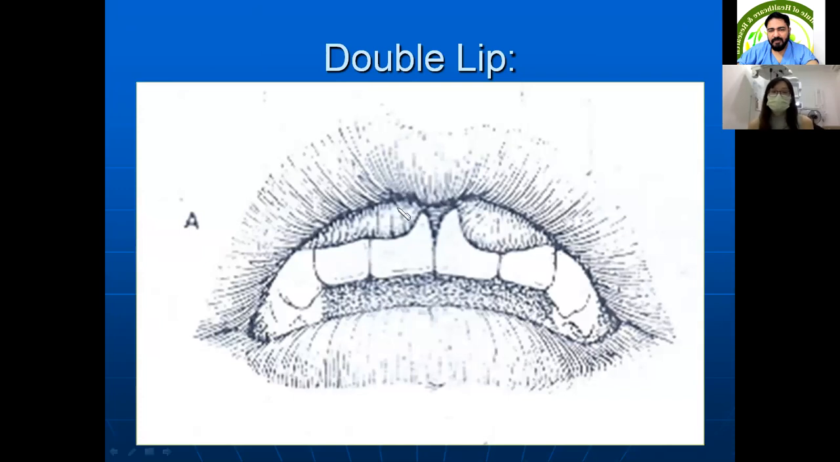Now this is the diagram of double lip. You can see this is not a gingival enlargement. It is a fold of soft tissue, a fold of soft tissue of the vermilion border. So these types of things, usually when we are doing a procedure or some denture procedure, we cut it.